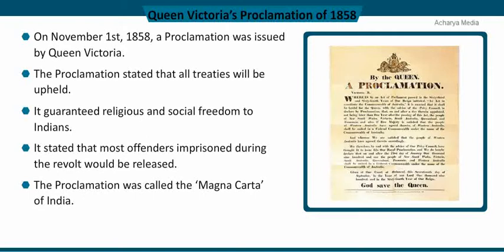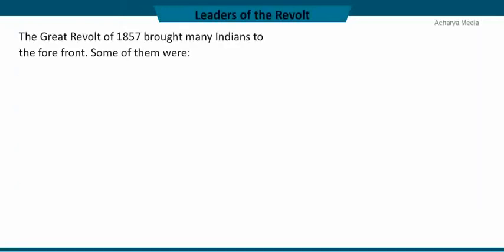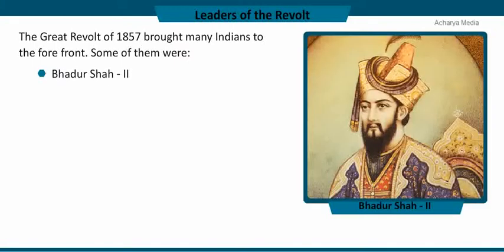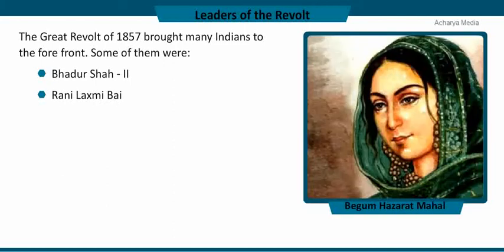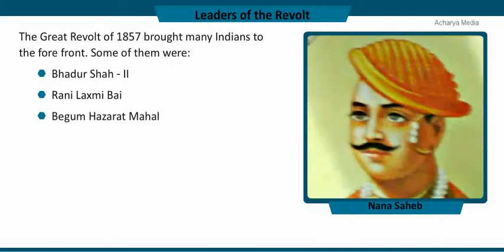The Great Revolt of 1857 aroused national feelings and was seen as the starting point of what resulted in India's independence in 1947. The Great Revolt of 1857 brought many Indians to the forefront. Some of them were Bahadur Shah II, Rani Lakshmi Bai, Begum Hasrat Mahal, Nana Sahib, and Tantia Tope.